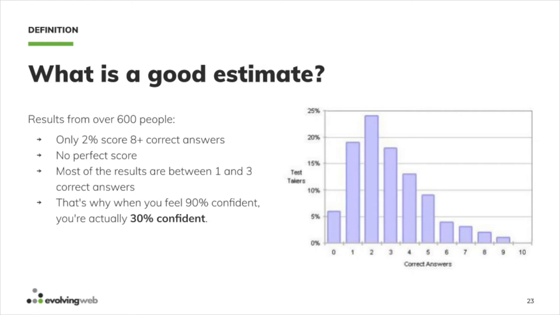And so most of the people were between one and three correct answers, and the takeaway from this is that even though you feel 90% confident, you're actually 30% confident. Yeah, we do estimates without doing research. Right, exactly. But the point is, we're giving you a range, so you could have made your range bigger to encompass that. That's the idea. Of course, if you can have more research, you can decrease your range, but it's the same thing.